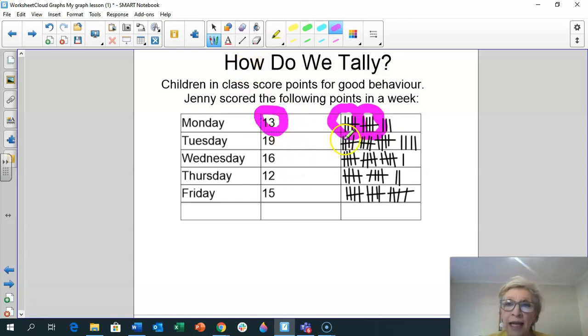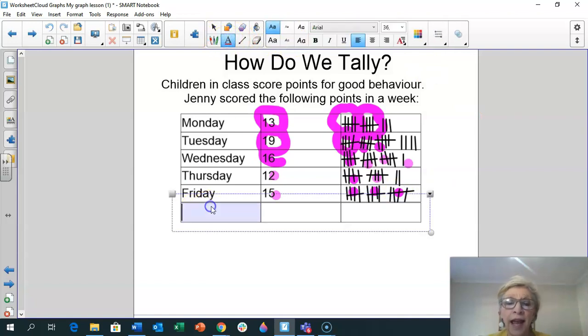And here's 19. We count 5, 10, 15 plus 4 little separate ones there gives me 19. Then there's 16, which is 5, 10, 15, and the little one there is 16. And then 12 is 5, 10, 11, 12. And 15 is 5, 10, 15.